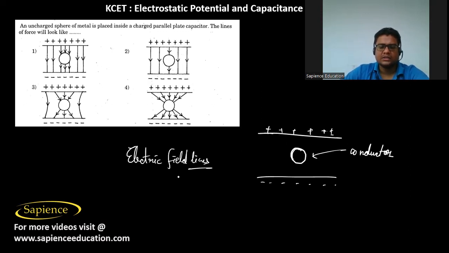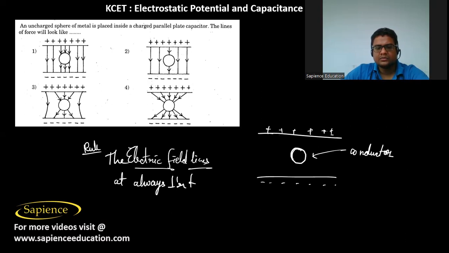We know that in a conductor, the electric field lines are always normal to the surface, or perpendicular to the surface. So the rule is that the electric field lines are always perpendicular to the surface of a conductor. So it will be somewhat like this only.